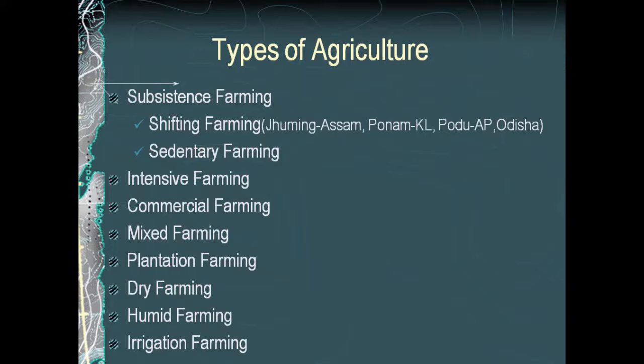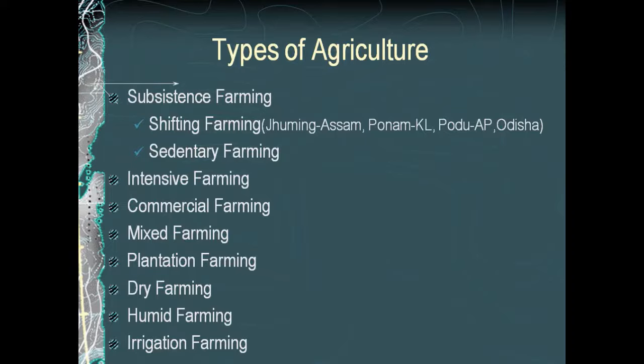After 2 or 3 years, the fertility of the soil will reduce, and they shift the cultivating area from that place to another place. They clear another part of the forest, prepare the land, and grow crops for another 2-3 years. Then again, when the fertility decreases, they clear another part of the forest. Like that, they go on shifting the agriculture. By this, the forest will deplete.